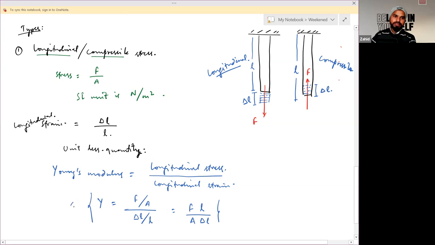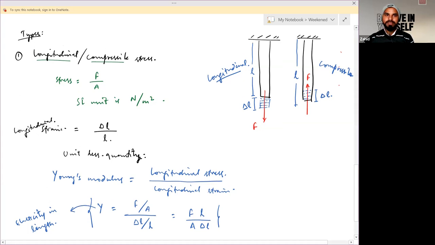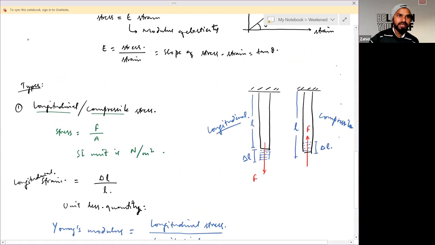This Young's modulus will define the elasticity of that particular object along length. So it will also be termed as elasticity of body along its length. It will depend upon two factors. First is temperature and the second is nature of material. So all modulus of elasticity will depend upon two factors: first is nature of material and second is temperature.